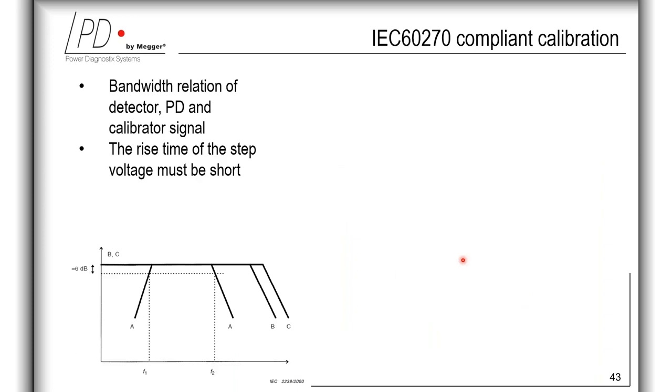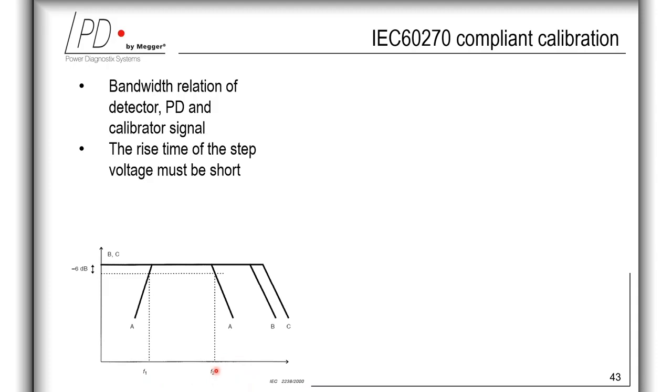Furthermore, it's very important that the rise time of the step voltage is short, and therefore the amplitude spectrum of the calibration pulse exceeds the bandwidth of the used PD detector. This graph is showing this requirement. Here, A represents the bandpass of the measuring system, B is the amplitude spectrum of the PD pulse, and C is the amplitude frequency spectrum of the calibration pulse. Clearly, F1 is the lower limit frequency and F2 is the upper limit frequency.